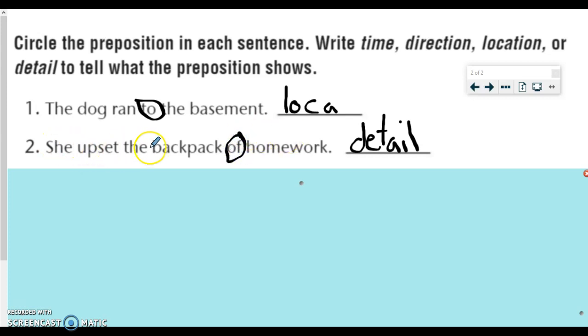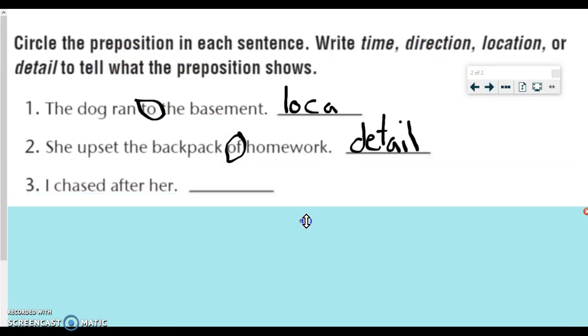Because if we said she upset the backpack homework, that doesn't really make much sense. So the "of" in there just gives us a little extra that we need to have the sentence be clear. All right. I chased after her. So this one right here, I chased. So this is what the person, whoever the person "I" is representing, they went ahead and chased.